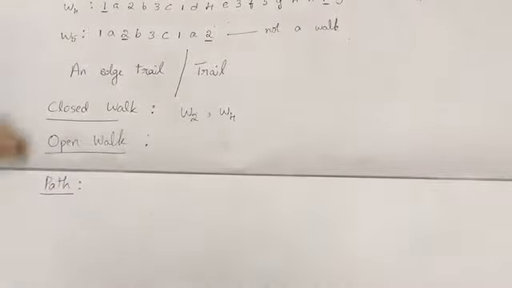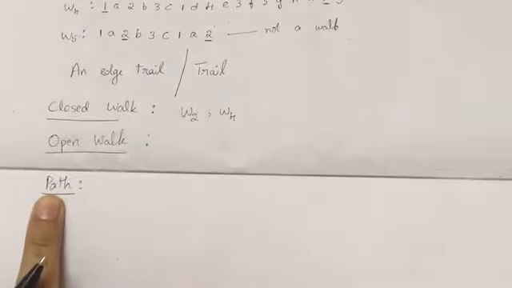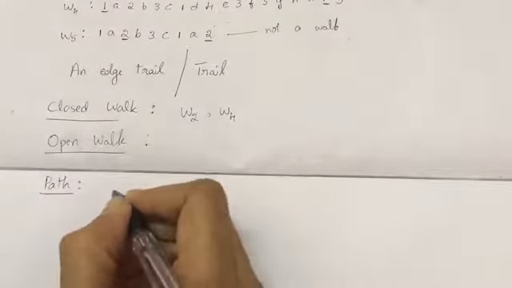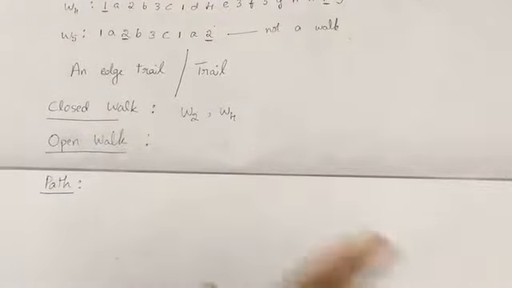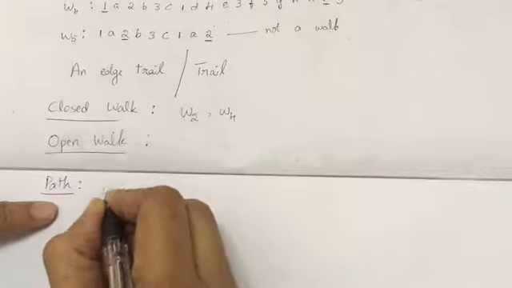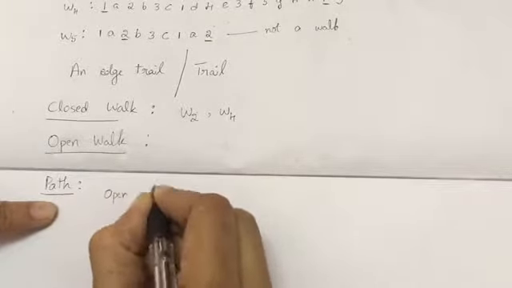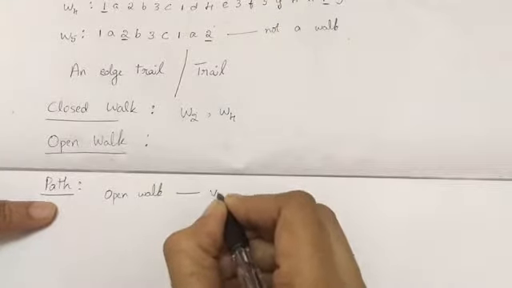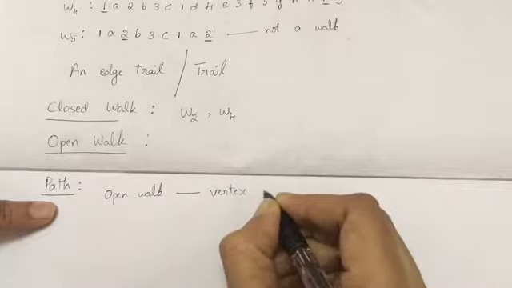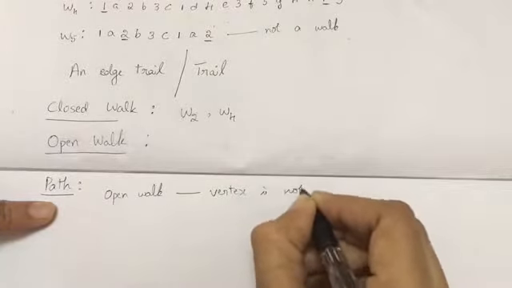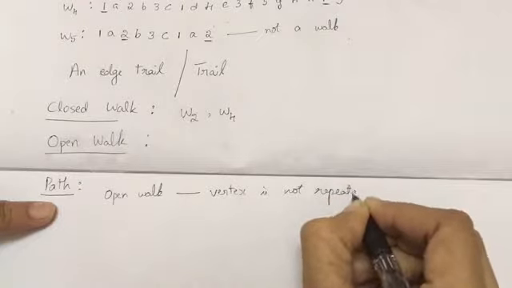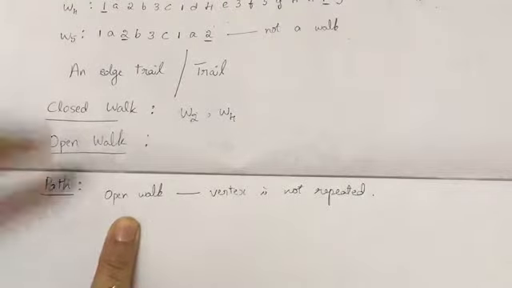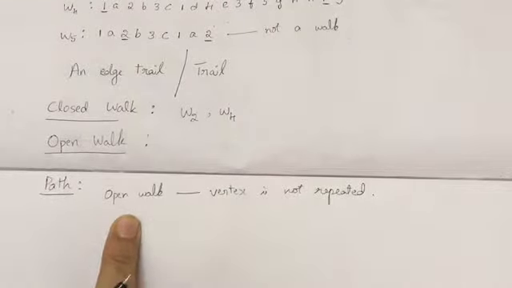These are the important definitions. One is walk and another one is path. It's a walk, in fact, it's an open walk, but one in which no vertex appears more than once. It's an open walk and the vertex should not be repeated. Path is an open walk in which no vertex appears more than once.